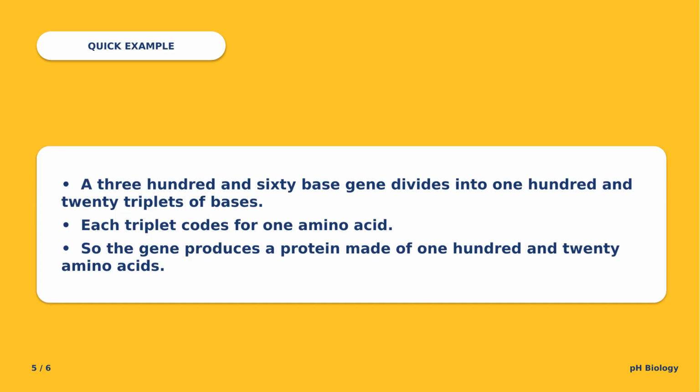Quick example, a 360 base gene divides into 120 triplets of bases. Each triplet codes for one amino acid, so the gene produces a protein made of 120 amino acids. Change one base, a mutation, and you might change one amino acid in the protein.